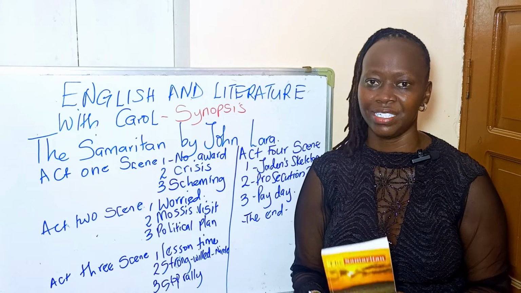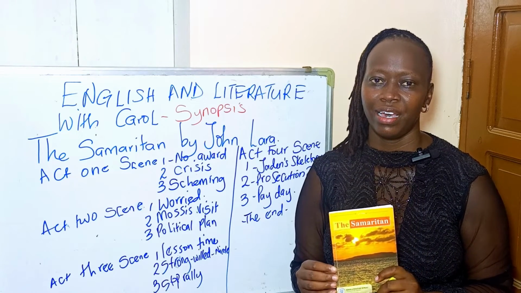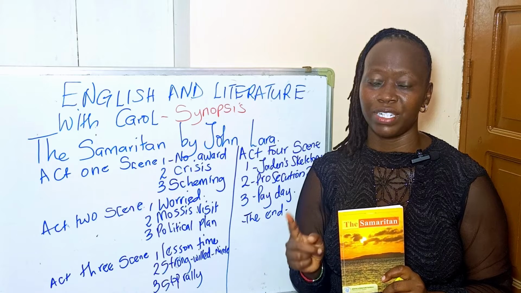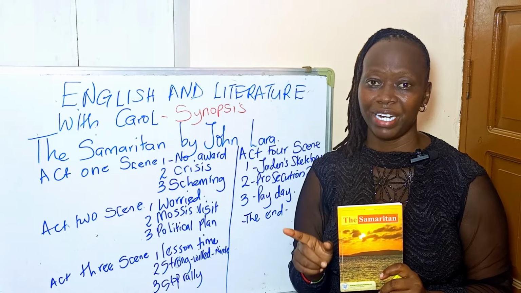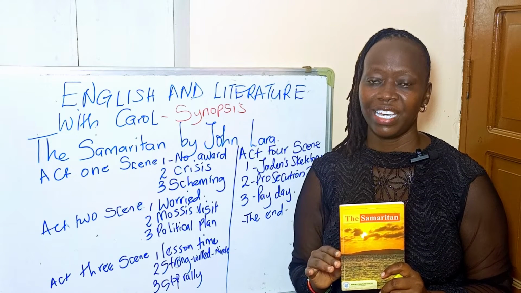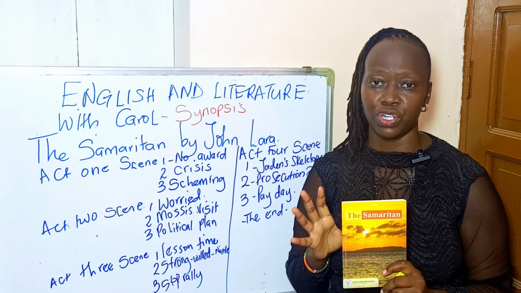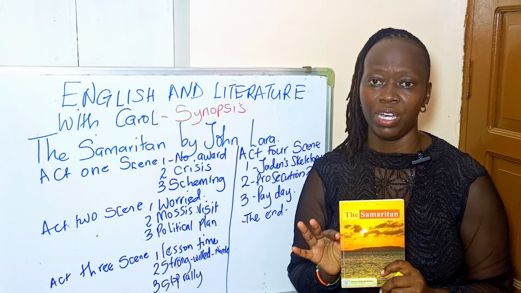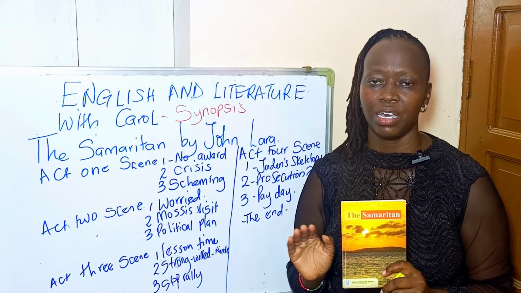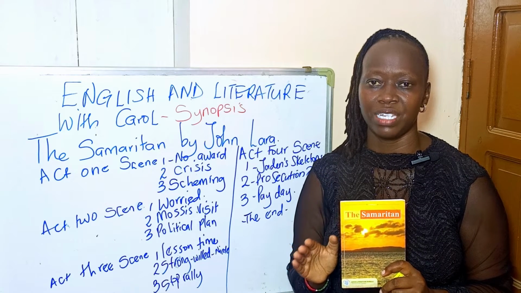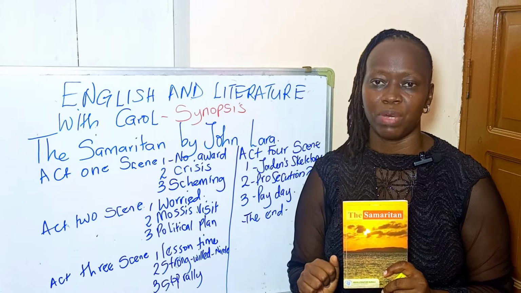Now, the Samaritan is a play. The person who writes a play is called a playwright. So the playwright is Lara. He has written this book with a fictional setting. This one is a fictional book. It is not real. Fiction means that this work has been imagined.